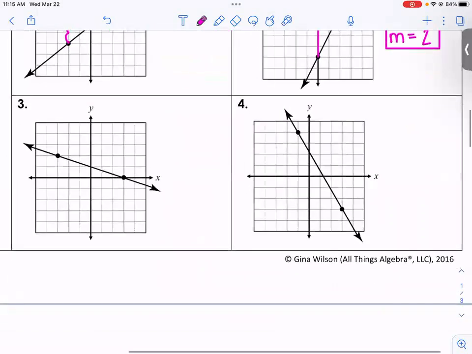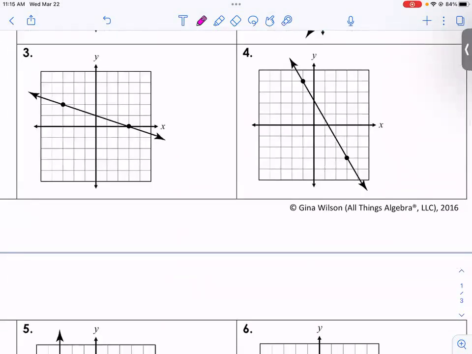It looks like graphs 3 and 4 are both falling from left to right. If I were to ski on these, would I be working hard or would I be having a lot of fun? Which one would be more fun, 3 or 4? 4. 4 has a steeper slope. So both of these are nice negative slopes.